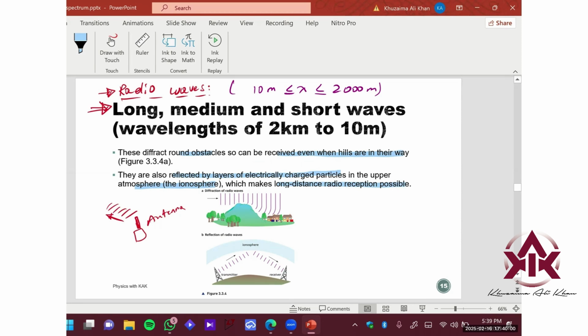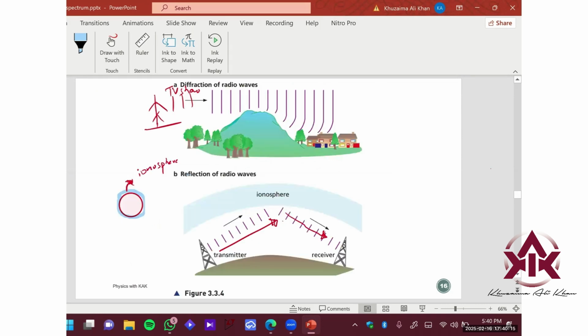Okay, and then let's say if another person is here, the wave gets reflected from the ionosphere and it is reflected back to the receiver here, right? So that's how they can communicate here, right? This is the first type of radio waves. I guess it's pretty simple here.